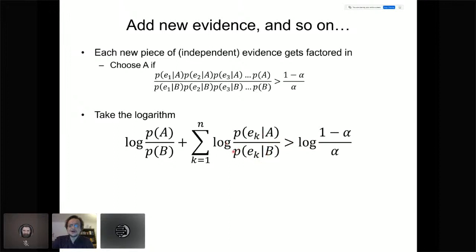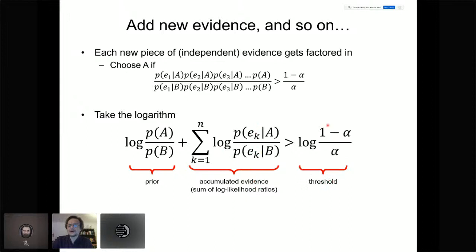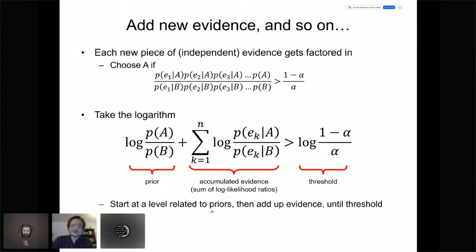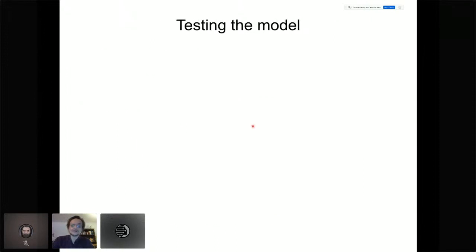You divide those, take the log, and then these are the things you sum up until you exceed this quantity here. So you can see this is the prior. This is the accumulated evidence in terms of log likelihood ratios. And this is your threshold, which depends on your desired accuracy criterion. So you start at a level related to priors, add up evidence until the threshold. It's essentially the drift diffusion model that I presented. This is why the drift diffusion model is a good way of making decisions.